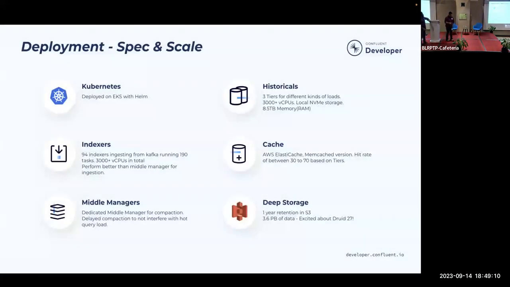Hi. I'll continue from where Ratish left off. This is our deployment. All our Druid is deployed on Kubernetes, on Amazon, with Helm. We use indexers for ingesting data from Kafka, as Ratish showed. We have about 94 indexers, which ingest from Kafka and run about 190 tasks. These have 3,000 plus CPUs in total.